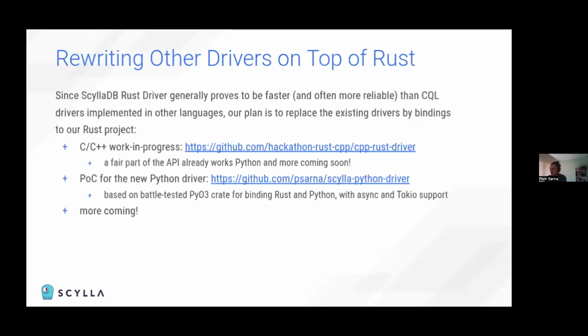And some very initial work has also been done for implementing a new Python driver, which is based on a very nice PyO3 crate, a Rust project that provides seamless integration between asynchronous Python and asynchronous Rust. And it even has specialized Tokio support, which we really appreciate, because that's what allows us to seamlessly integrate our driver with Python as well. The Python one is in a very early proof of concept stage, but it actually looks very promising. And support for more languages is also planned, but these are the first two that we picked.